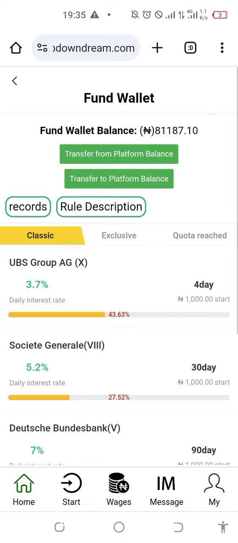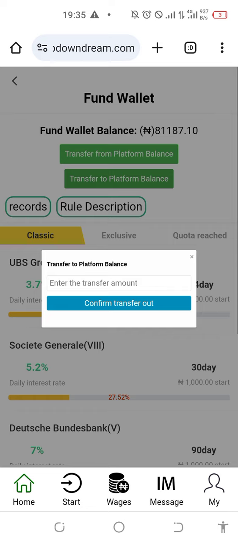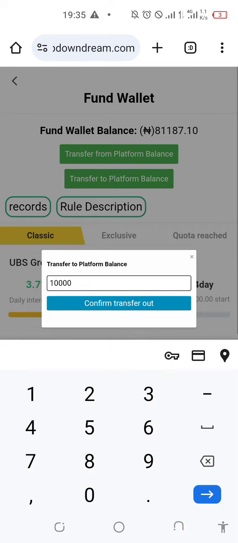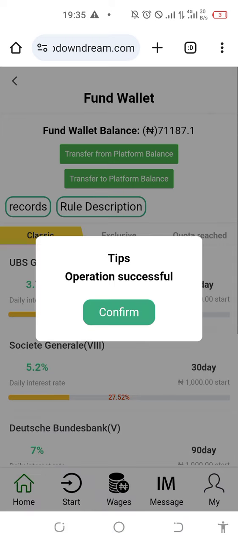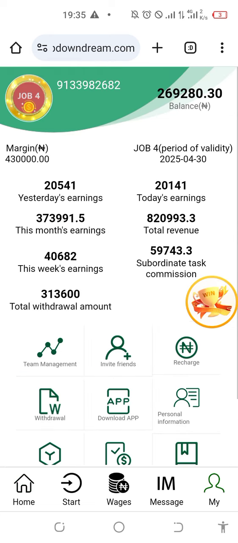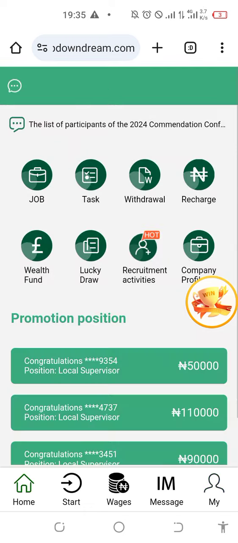Okay, let me do an example. Let me click on transfer to platform balance and see what will happen. I put 10,000 on transfer to platform balance, I'm transferring out. Let me confirm. Once I press confirm transfer out, you can see the money has reduced to 71,187. Let's see where it went. You can see this was 259,280 before. Now it is 269,280. So that's exactly how it runs.